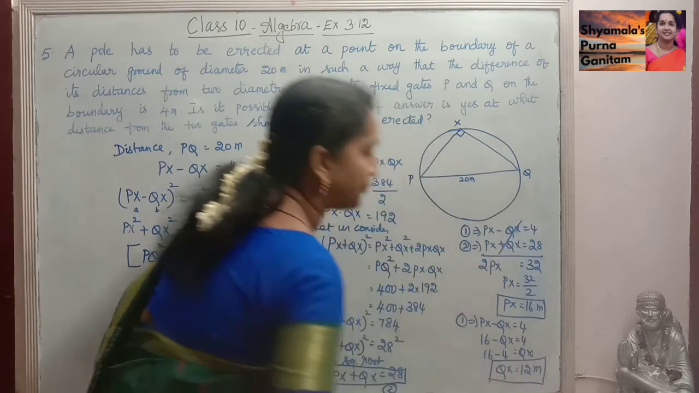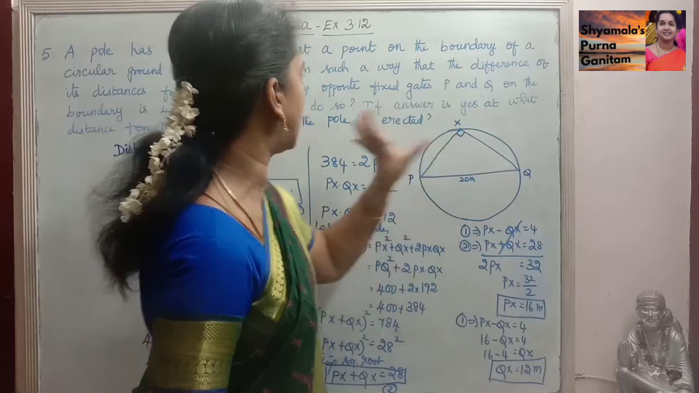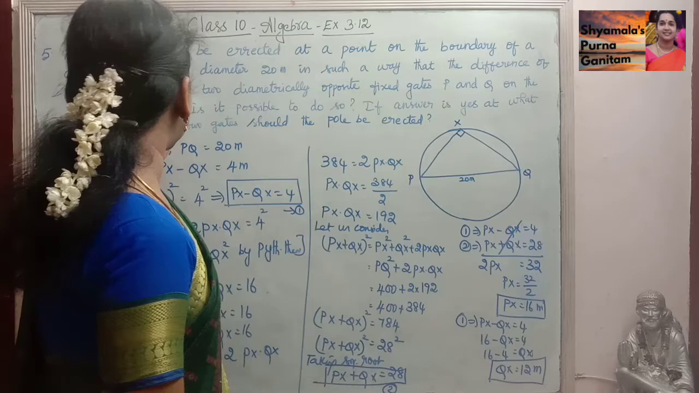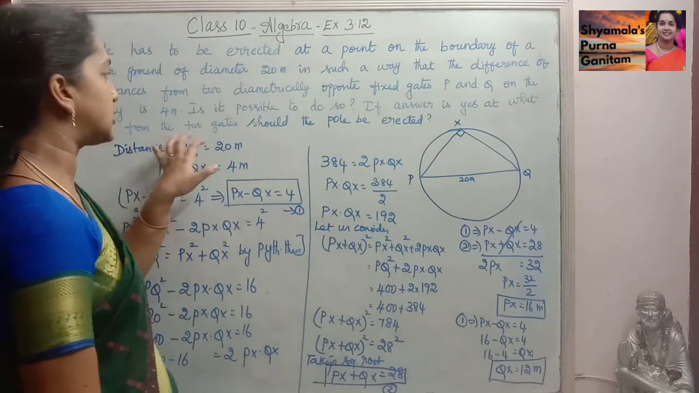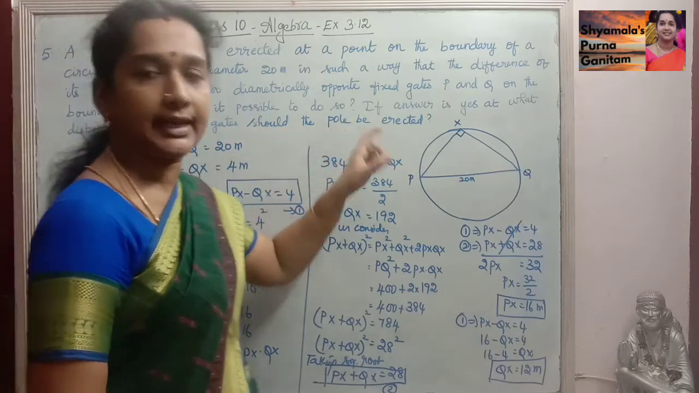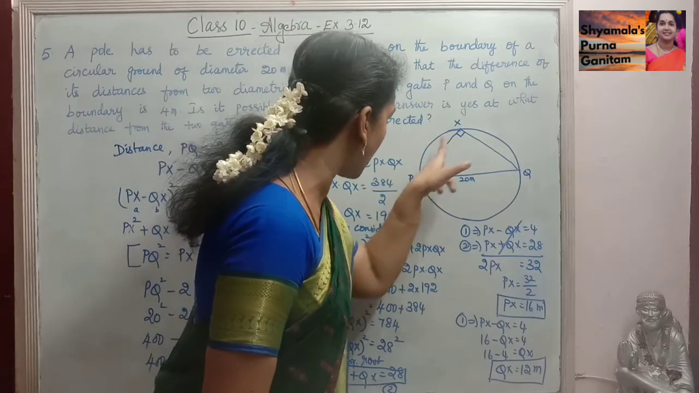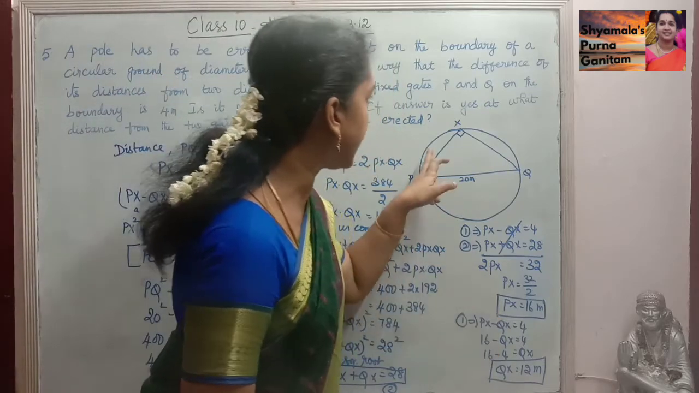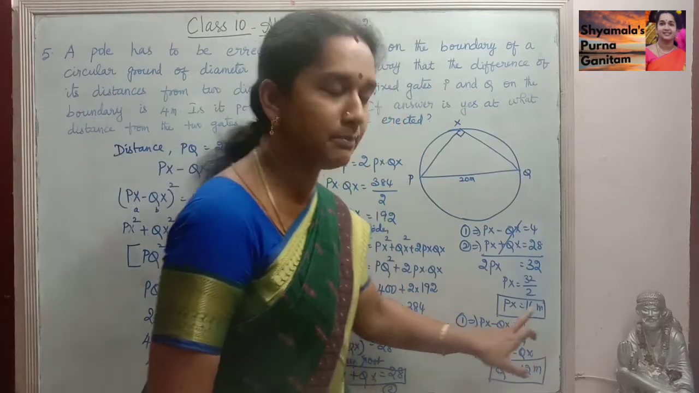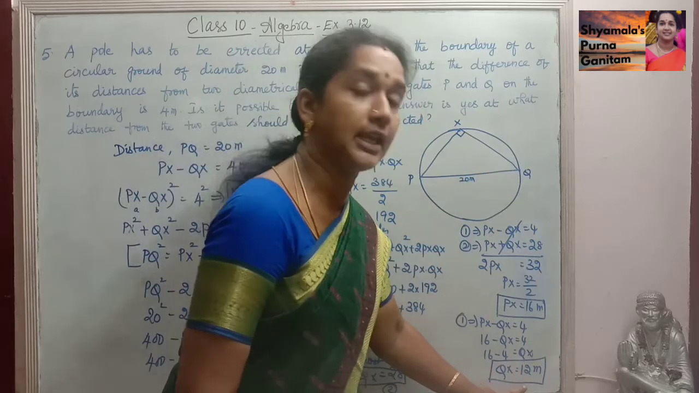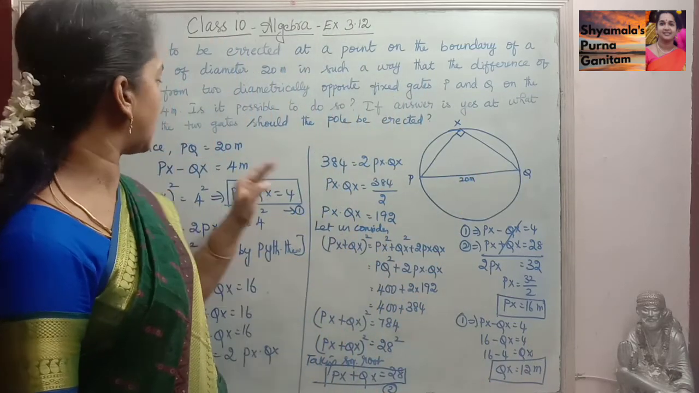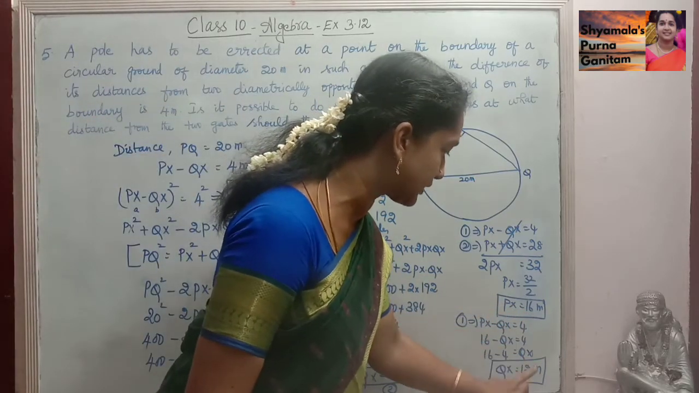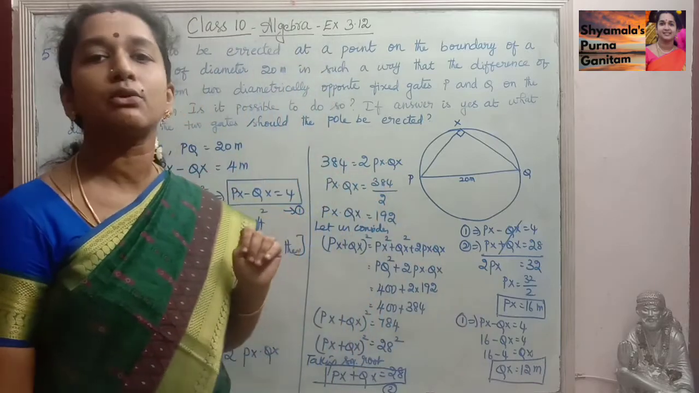So we are asked to find the value of px and qx. Is it possible, they are asking? Yes, it is possible. If it is possible, we are asked to find the distance from the two gates at which the pole should be erected. Separately we are asked to find. So the length of px we got as 16 meter and the length of qx is equal to 12 meter. In the question, it is given the difference is 4 meter. So when we find the difference of 16 minus 12, we are getting 4 meter.